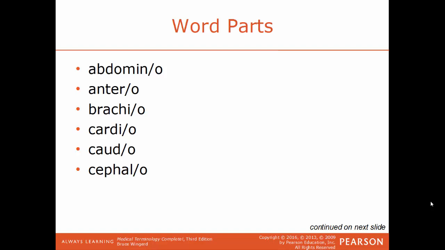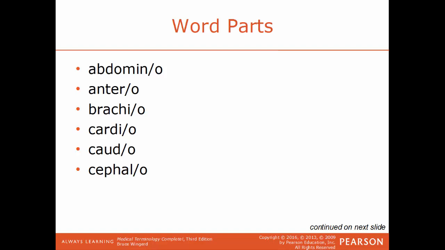Abdomen or abdomino is a reference to the abdomen. Anter or antero is a reference to anterior or toward the front. Brachii is a reference to the arm. Cardi or cardio is a reference to the heart. Caud or caudo is a reference to the tail or the tail end. Cephalo is a reference to the head.